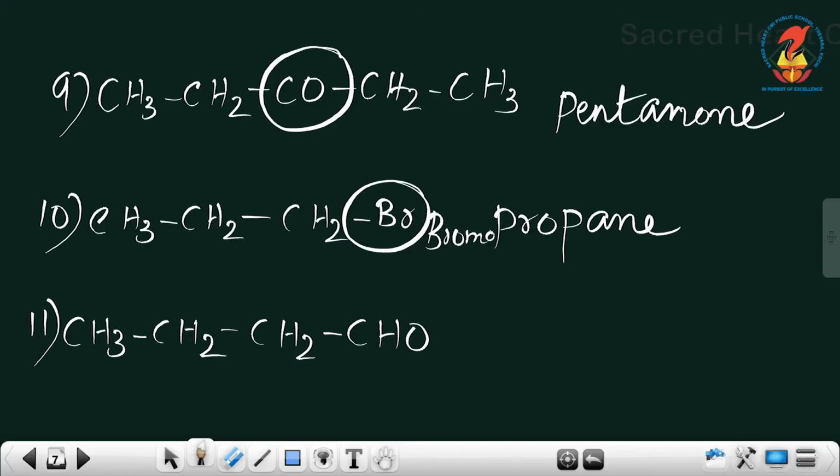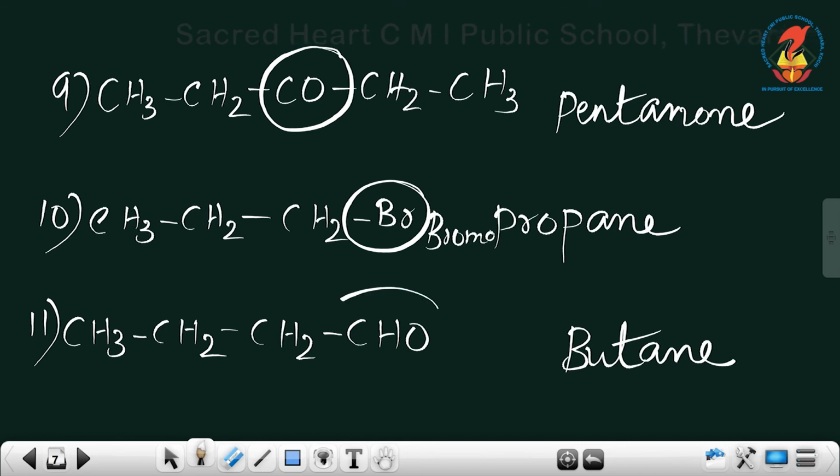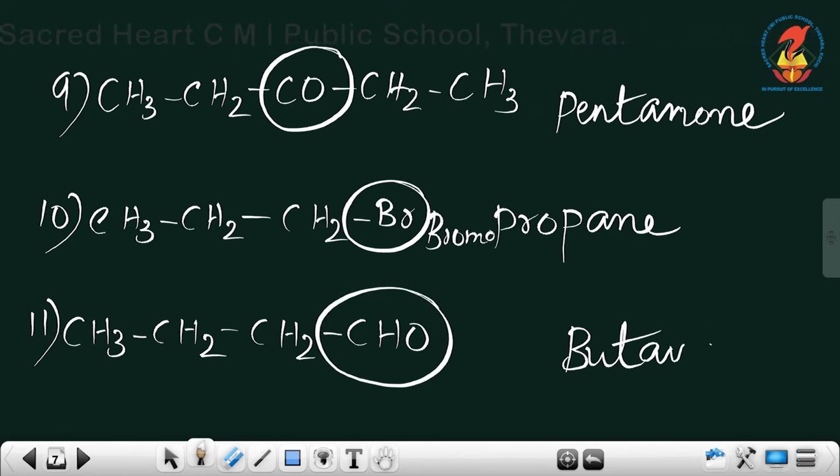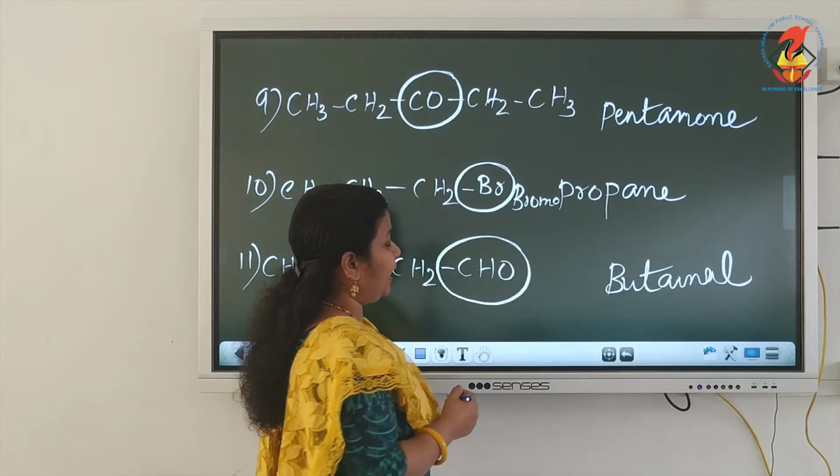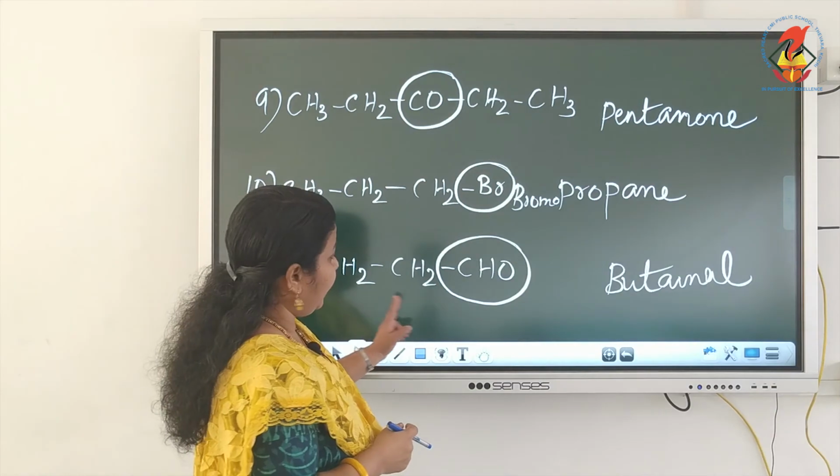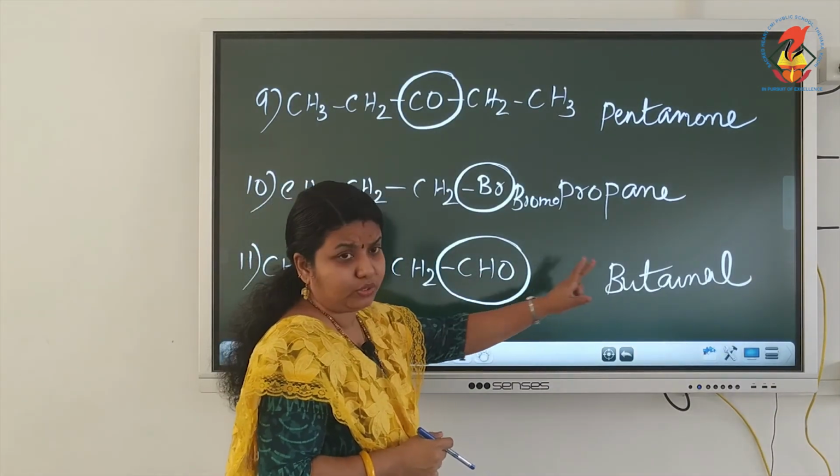The 11th one, 4 carbon atoms, so but. All the bonds between carbons are single bonds, so we write butane. What is the functional group here? CHO. So delete the final E and make it al, butanal. This compound is butanal. The functional group is aldehyde. So butanal.